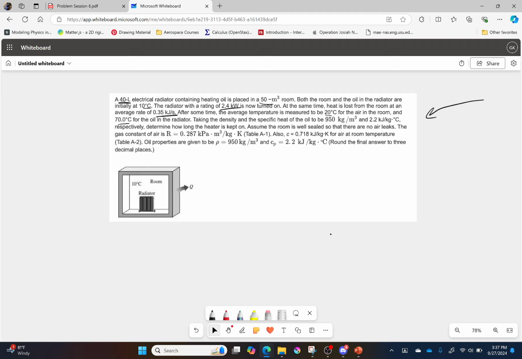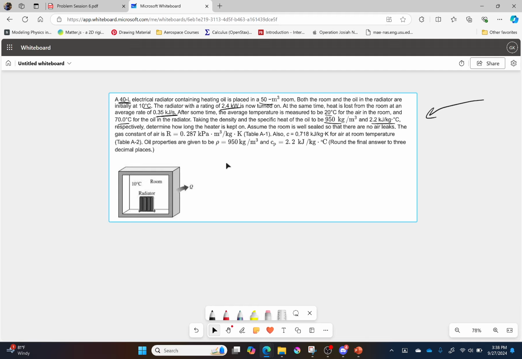Taking the density and the specific heat of the oil to be this stuff. Determine how long the heater is kept on. Assume the room is well sealed so there are no air leaks. The gas constant of air is R equals 0.2897 stuff, and we also get some specific heats. Woo! My goodness, we got a lot of stuff to work through here. So let's make a plan.